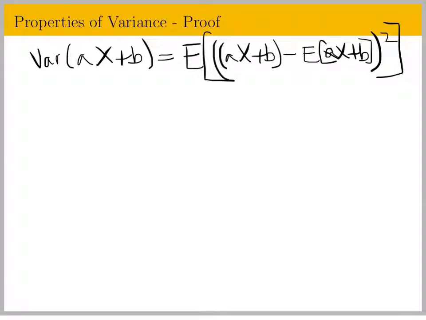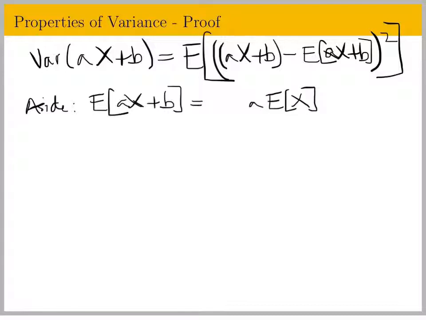Well, we first need to do an aside. We need to figure out what is the expectation of AX plus B. Well, we know from the properties of expectation that that's just equal to A times the expectation of X plus B, which I'm going to call A mu sub x plus B, just so that we don't have all these expectations flying around. Now let's continue from this point.